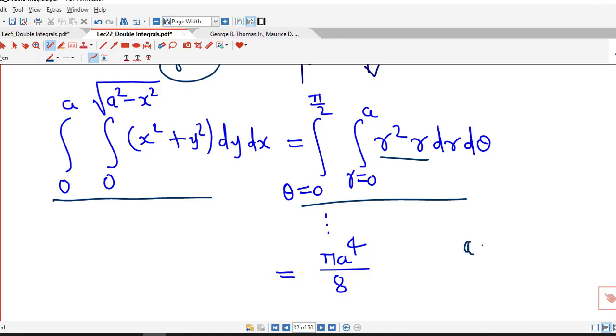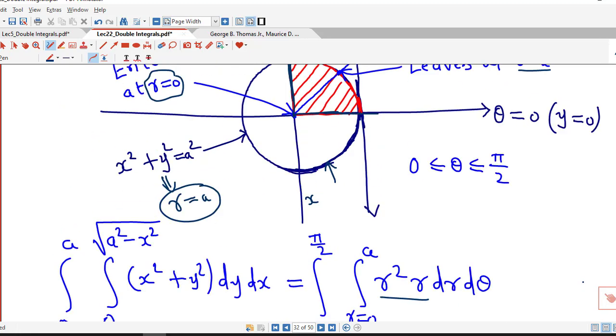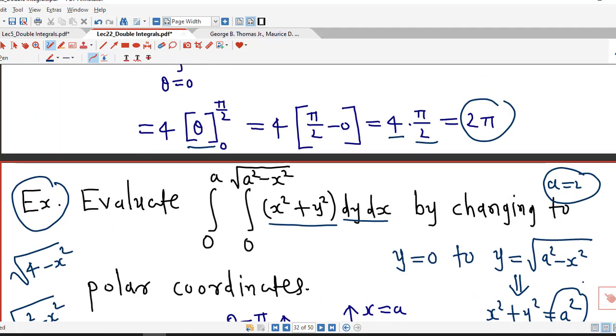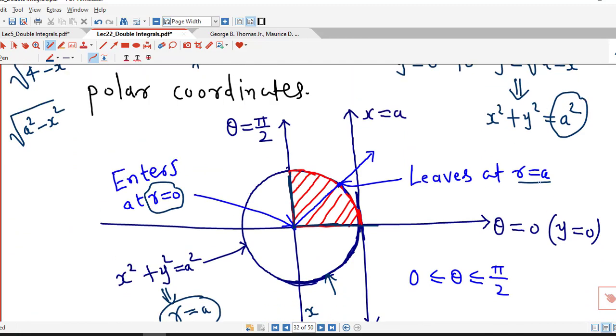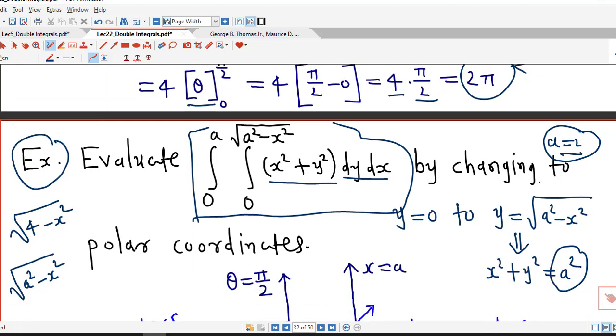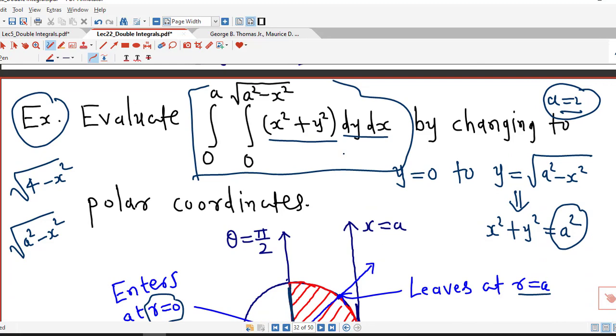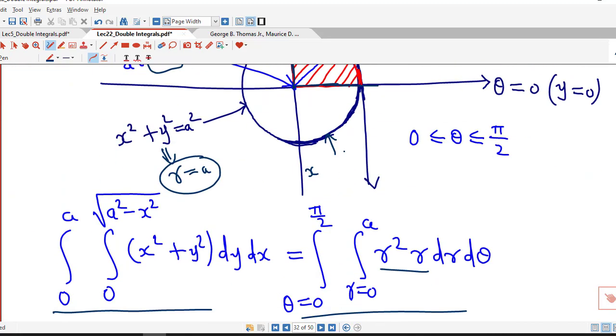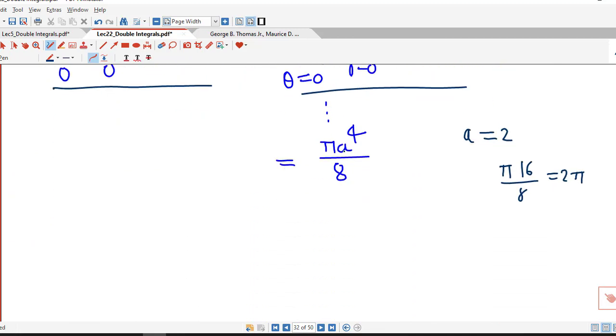Now in the above problem a was 2. So if you put a equal to 2, we have pi into 2 raised to 4, that is 16 divided by 8, which is 2 pi, and answer of the above example was 2 pi. So this is general integral. Above example is particular case of this example with a equal to 2. So what we have done is we have explained how to convert Cartesian double integral into polar integral, and then how to find out value of integral in terms of polar coordinates.